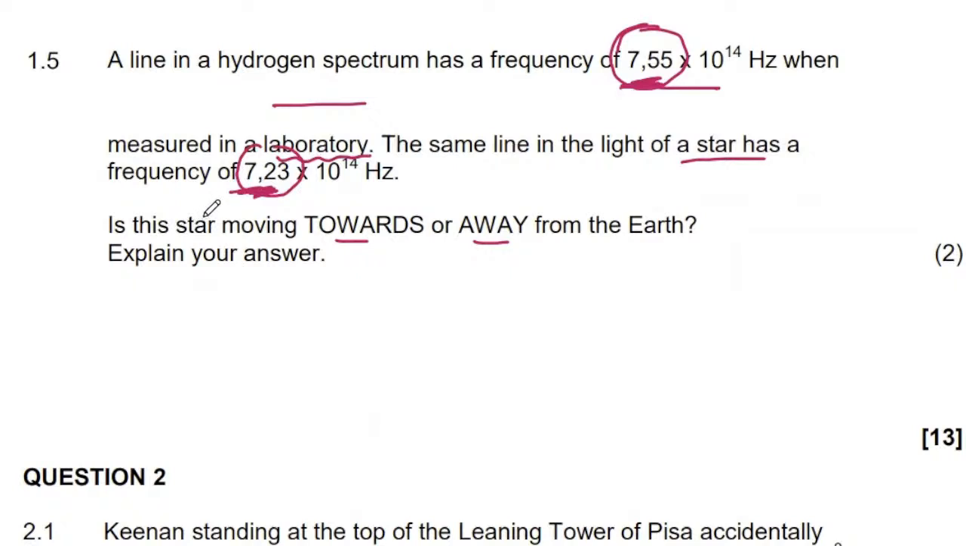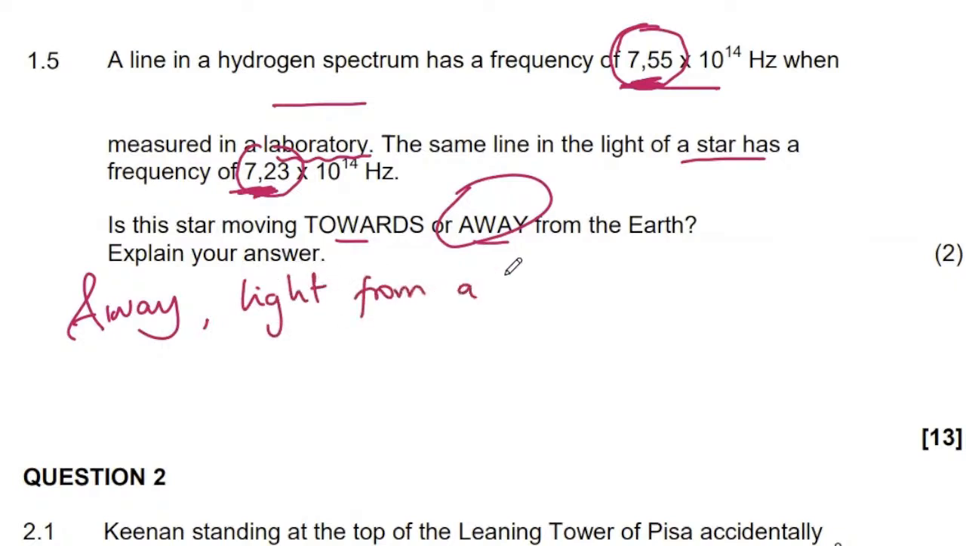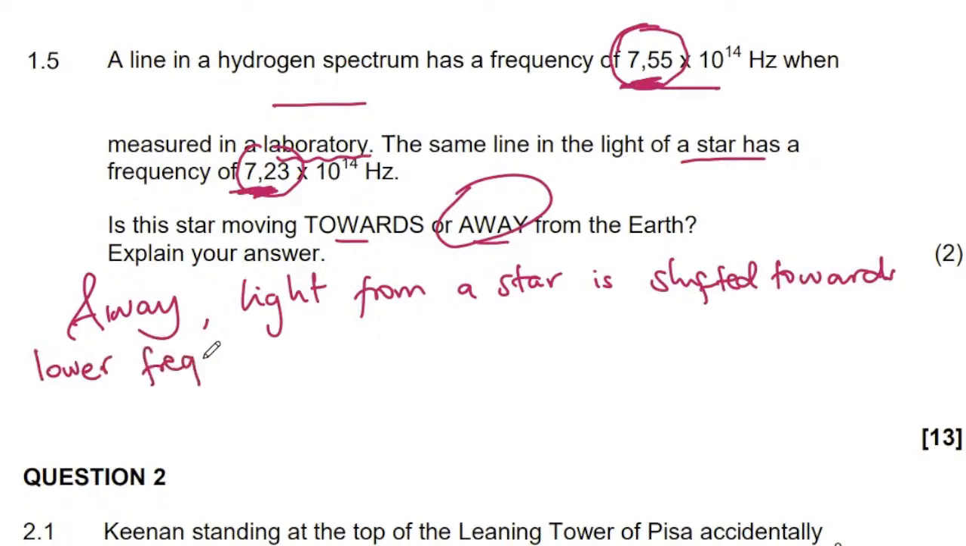So in this case, we're going to say that this star is moving away. I'll choose away. Okay, what is the explanation? We're saying that light from a star, light that is being emitted from a star, is shifted towards what we call the lower frequencies, which is the red light.